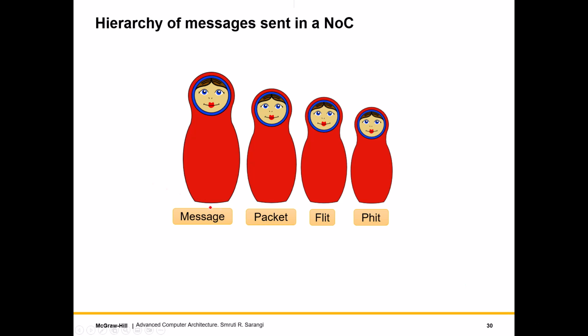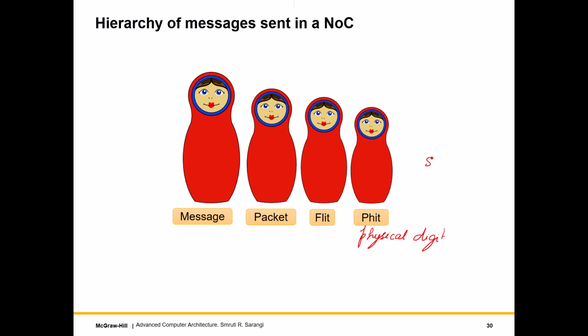If we send a long message, the message is broken down into packets. A packet is further broken down into flits, and a flit is a flow digit essentially. And then a flit is broken down into several phits, which is more like a physical digit. So you can think of a flit as a flow digit, and a phit as a physical digit. We'll see what this is.